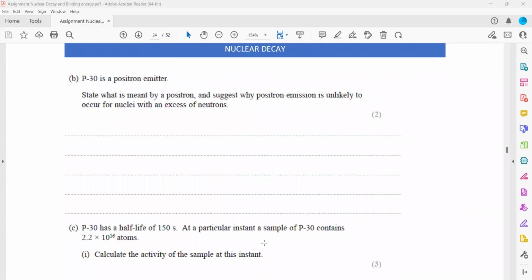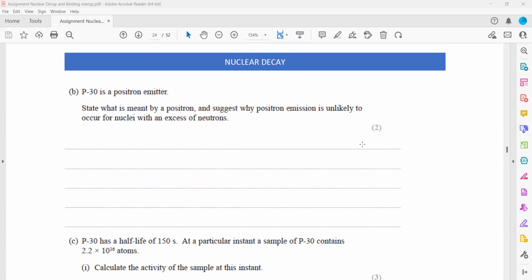In the next part, part B, phosphorus 30 is a positron emitter. Positron emitter means the opposite of an electron, the antiparticle of the electron. What is meant by the term positron, and suggest why positron emission is unlikely to occur for a nucleus with an excess of neutrons.